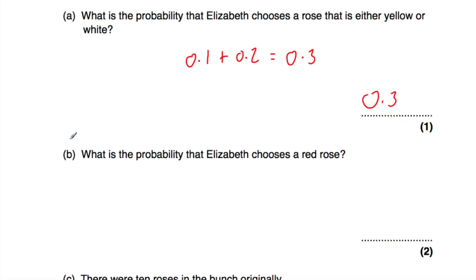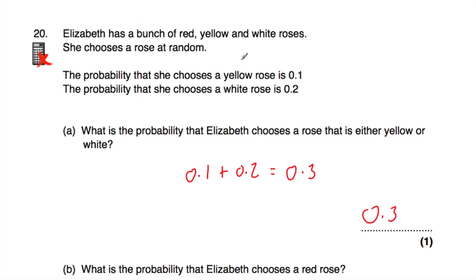And then if we have a look at part B, it says, what is the probability that Elizabeth chooses a red rose? So we know that the probability that Elizabeth chooses a white rose or yellow rose is 0.3, because 0.1 plus 0.2 is 0.3. Now, because it's just red, yellow and white roses in the bunch, that means that the probabilities will have to add together to be 1. So it means that all the rest of the roses will be red.